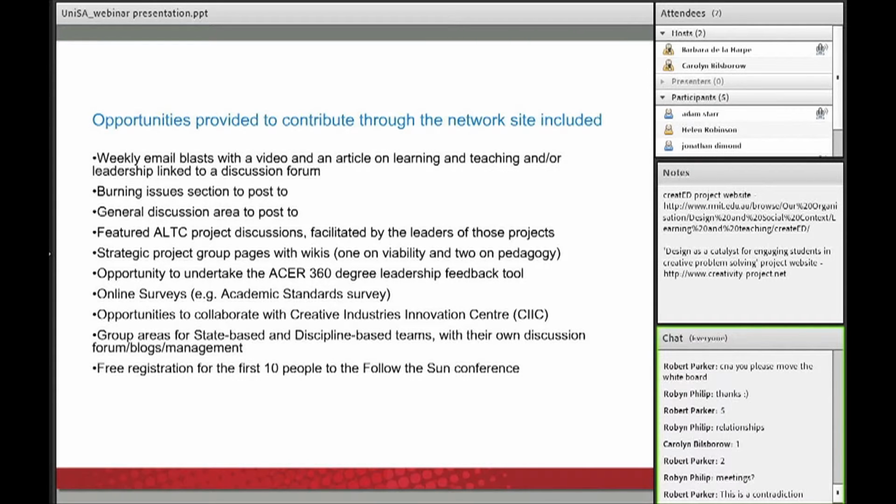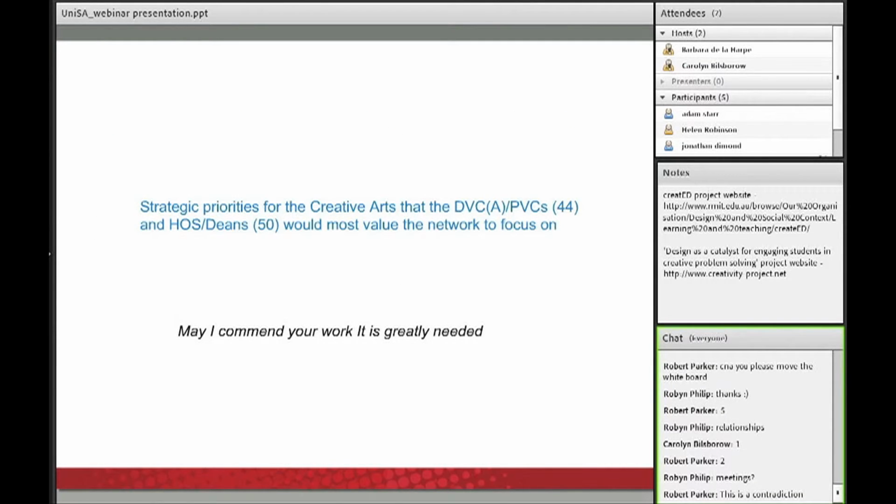So we had a burning issues section that they could post to. There were general discussion areas set up. There were featured ALTC project discussions, not quite similar to this. It wasn't through Adobe Connect, but it was online in real time through discussion boards. There were wiki pages for the strategic projects which people were invited to join, one on viability and two on pedagogy. There were free registrations to conferences, group areas, and online surveys to do. So there were lots of different hooks that we tried to use to bring about collaboration and engagement.